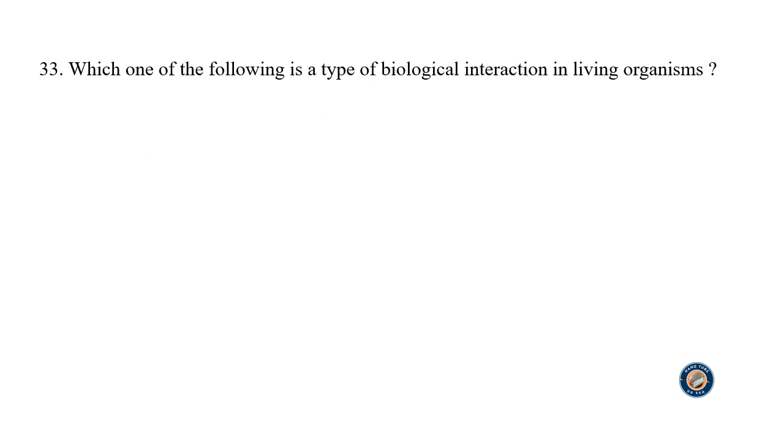Question number 33. Which one of the following is a type of biological interaction in living organisms? A. predation, B. producers, C. consumer, D. decomposer.